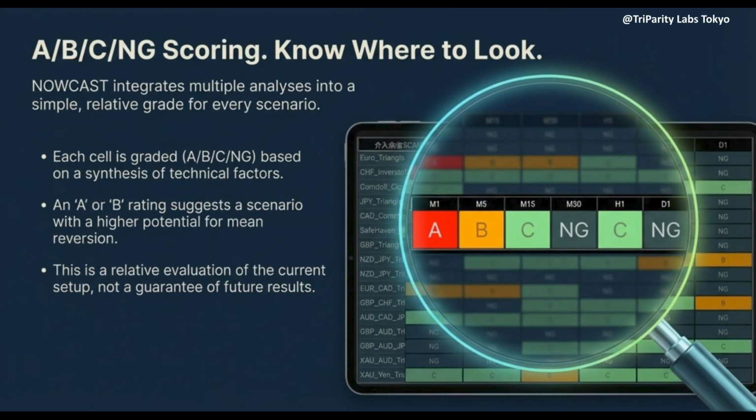Think of it like a heat map. If you see an A or a B, that's the system telling you, hey, look here, there's a higher probability that this thing might snap back to its average. Now, it's not a crystal ball, it's not a guarantee, but it's an incredibly powerful way to prioritize your attention.